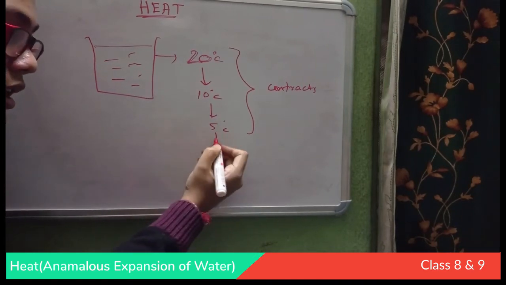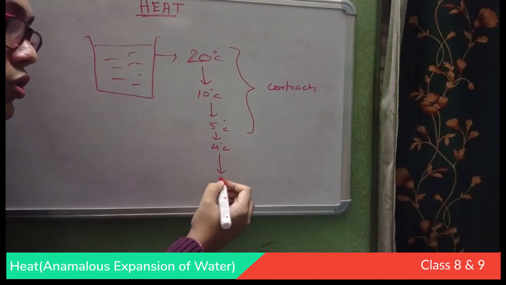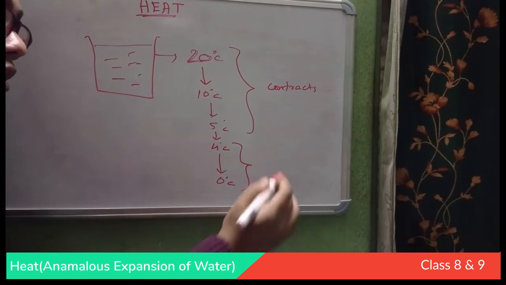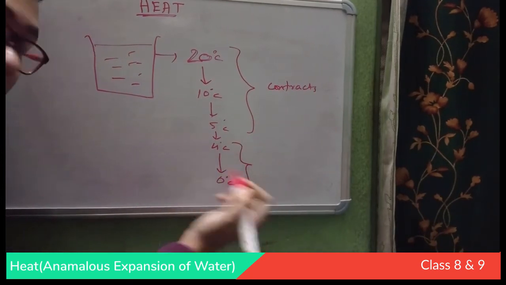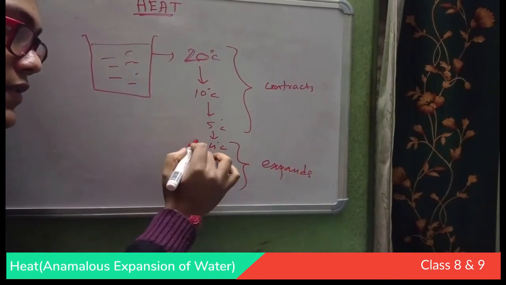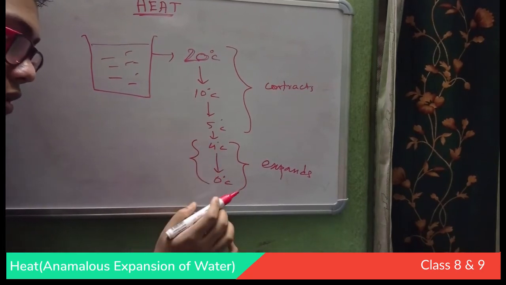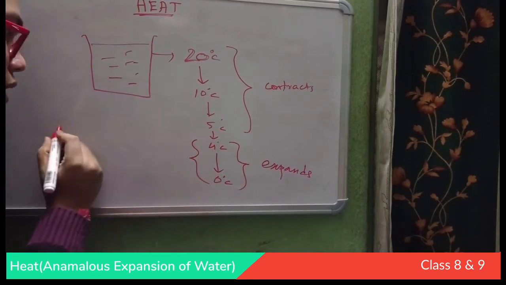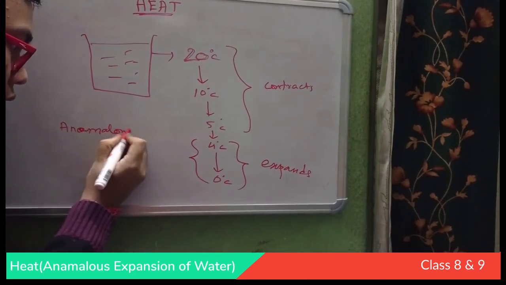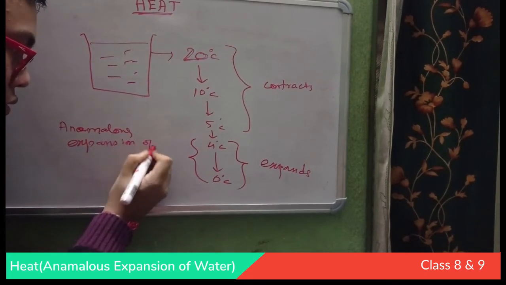But when it reaches 4 degrees Celsius and further cools down to 0 degrees Celsius, during this phase it is observed that the volume of water increases, thus it expands. This abnormal behavior from 4 degrees Celsius to 0 degrees Celsius is known as the anomalous expansion of water.